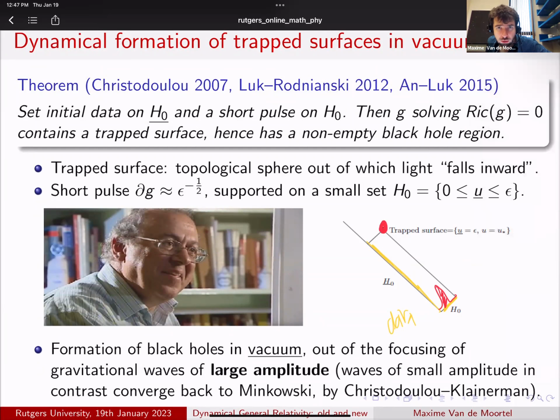So black holes can form in vacuum, and they form out of a concentration of energy, and that can happen in vacuum, or it can happen with matter also. But here, this gives a very compelling mechanism for the formation of black holes, and this is beautiful because the previous result of Christodoulou and Klainerman was about waves of small amplitude, and now this is a large amplitude result. Of course, it's not just any large amplitude. I'm not saying that any large data forms a black hole, but it's something specific. It's a short pulse with a very large amount of energy that will then create a black hole.